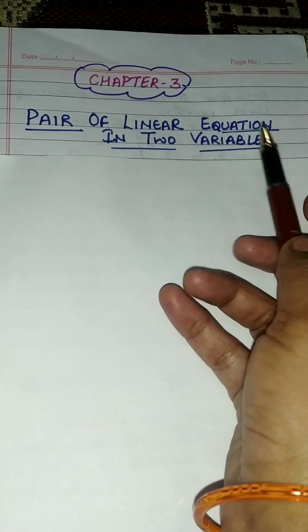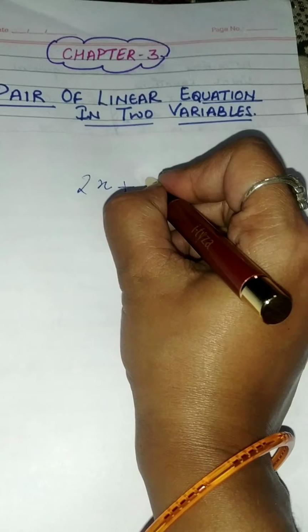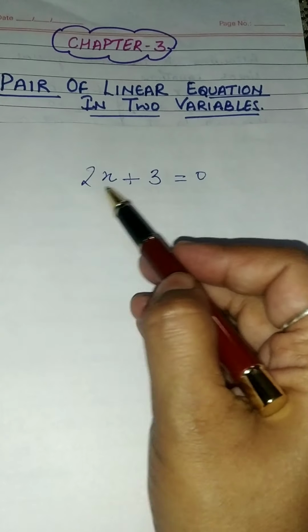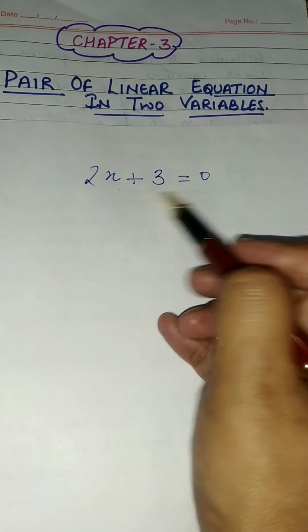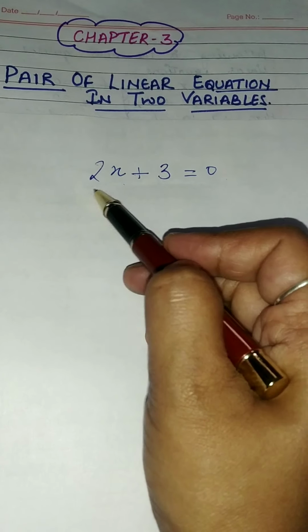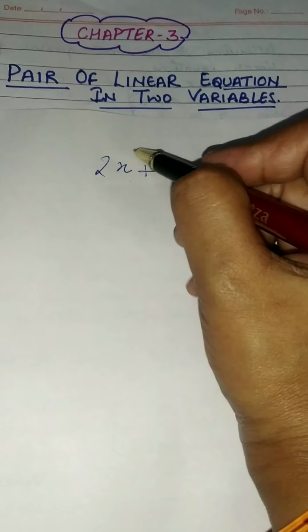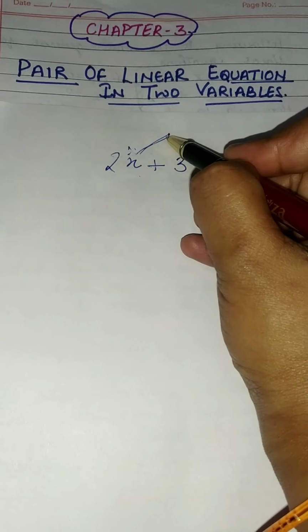Okay, students, today we are here with chapter 3, that is pair of linear equations in two variables. First of all, what is a linear equation? Any equation which can be written in the form of variable and constant. Here 2x plus 3 is equal to 0. This is a linear equation in one variable. Why am I saying linear equation in one variable? Because here only one variable is used.